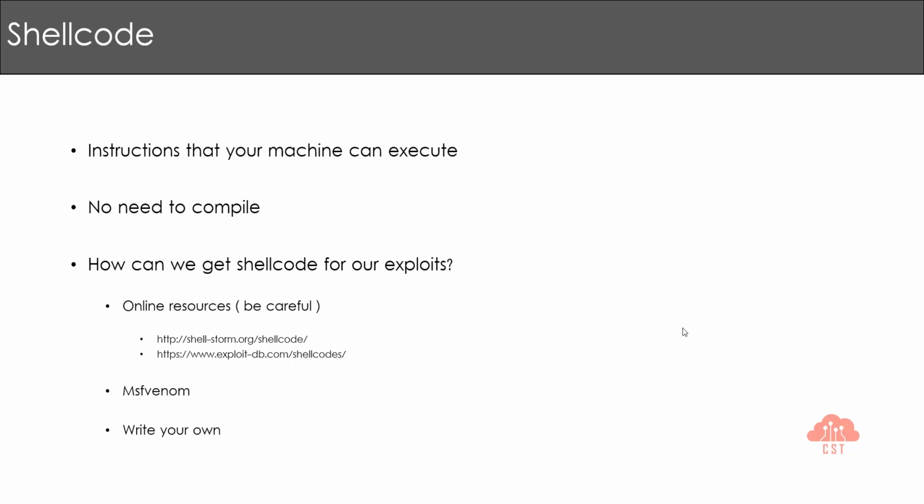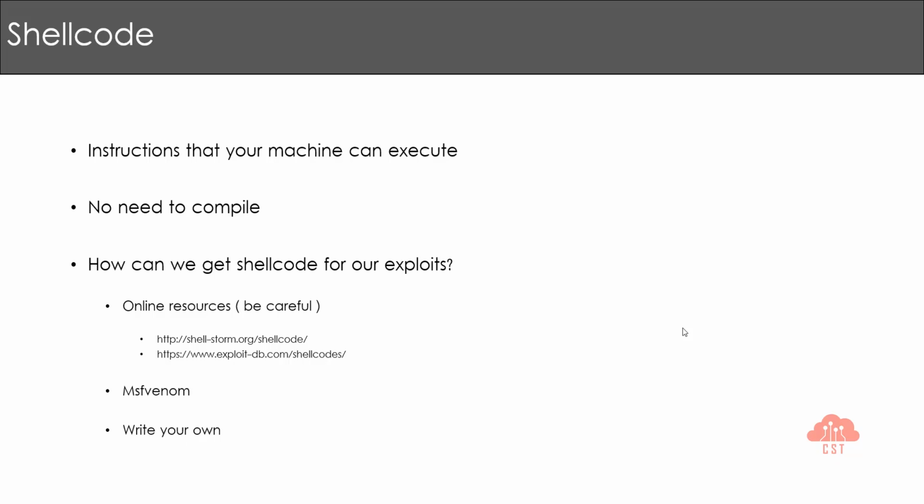That's the idea. But how do we get this shellcode? There are multiple ways. We can use online resources, or we can use a tool called MSFvenom, which comes pre-installed with Kali Linux, or we can write our own shellcode. Now in this course, we are going to learn how to write our own shellcode, but let's first finish this exploit by using some shellcode that's taken from the internet.